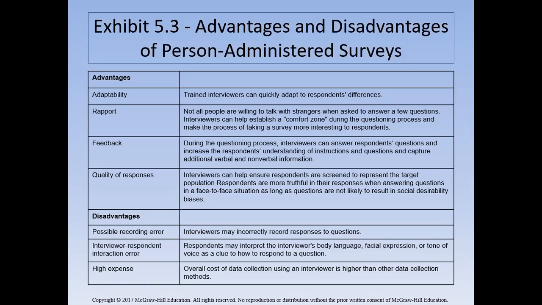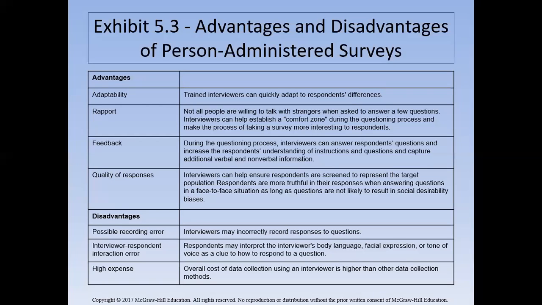Usually the adaptability of a trained interviewer means they can quickly adapt to respondent differences. So in a person survey, when somebody is interviewing you, sometimes they can adapt to your language, your culture, or your behavior, and get the questions answered. Not everybody is really willing to do that. And there is feedback during the question process, where the interviewer can answer the response.